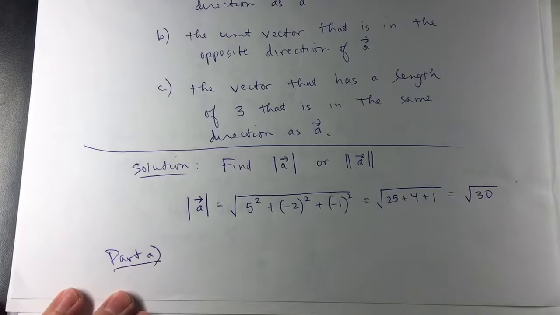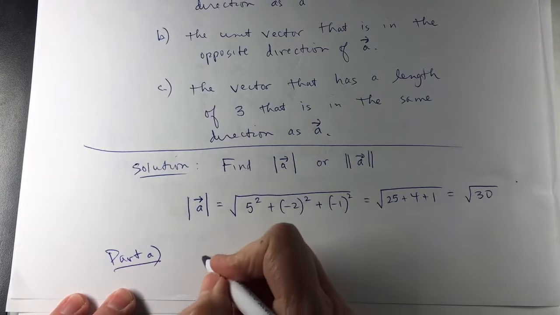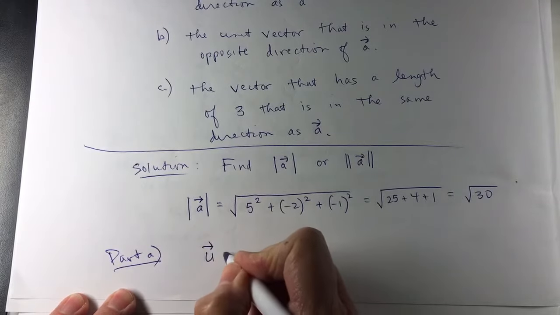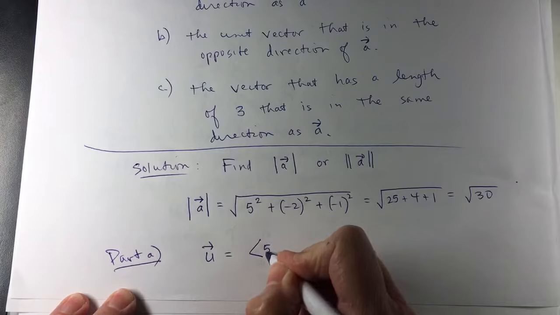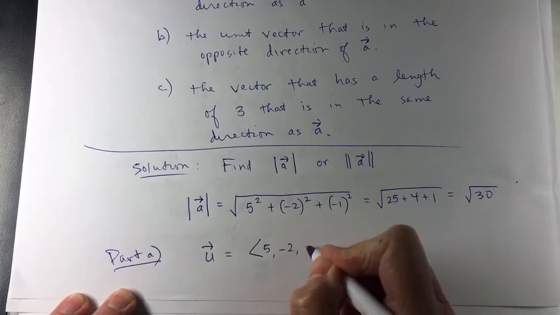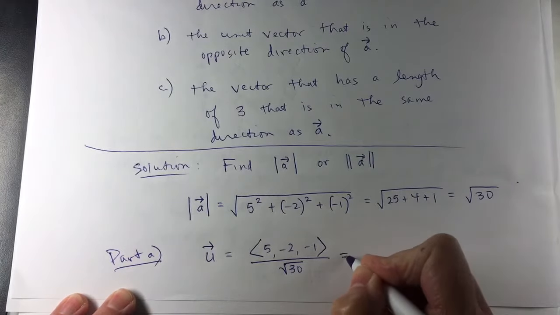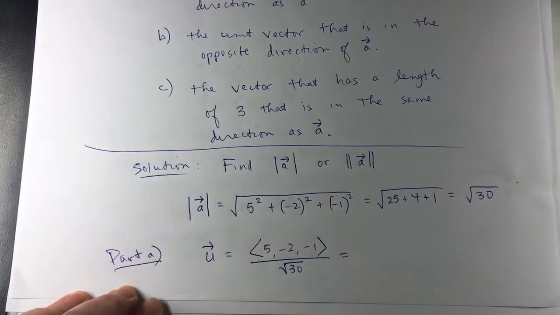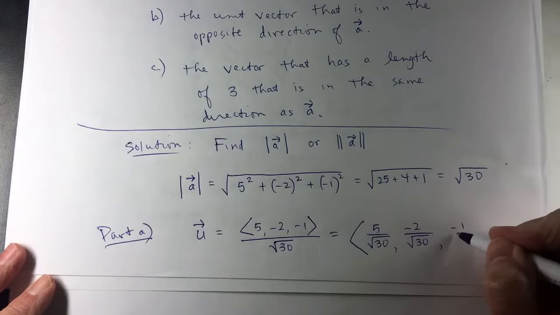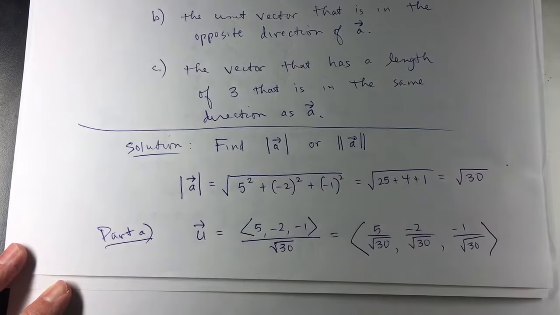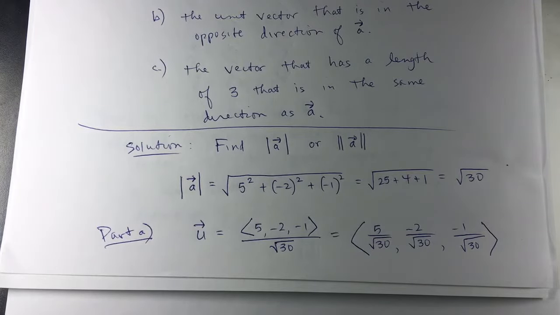a unit vector that's in the same direction of A would be this, and I guess I'll call that one U, would be vector A, which is vector 5, -2, -1, divided by the magnitude of A, which is the square root of 30. Now, that square root of 30, I can put it with each component. So that's 5 over the square root of 30 for the first component, -2 over the square root of 30 for the second component, and -1 over the square root of 30 for the third component. There's the answer to part A.